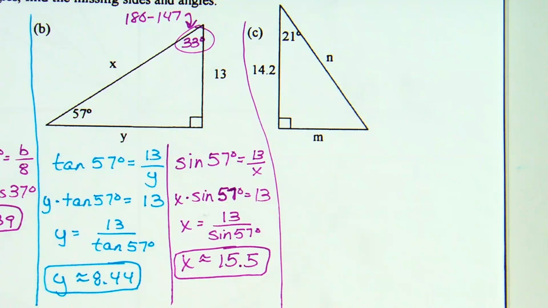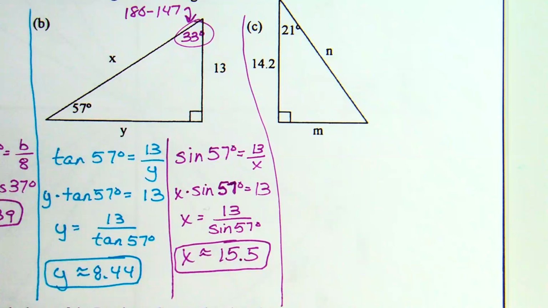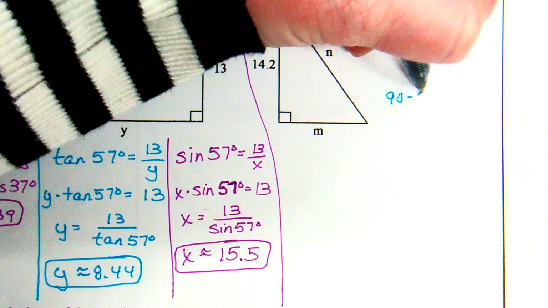Okay, guys. Talk me through C. I'm doing a lot of talking. You guys do some talking here. Talk me through C. Okay. 90 minus 21 tells me that this corner angle is 69 degrees. We got the angle out of the way. What do you want to set up with this?